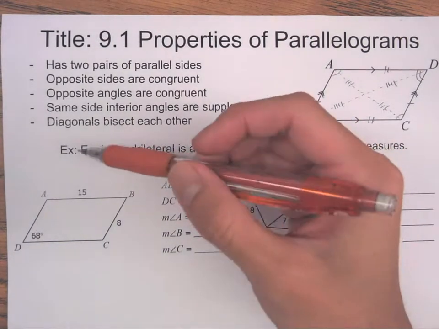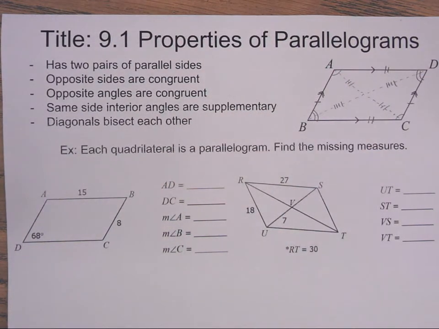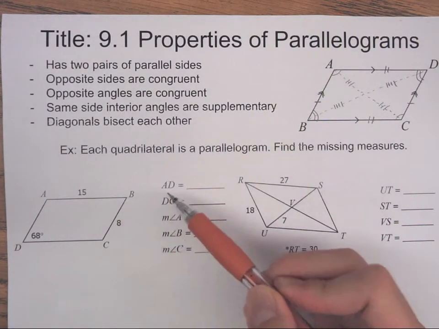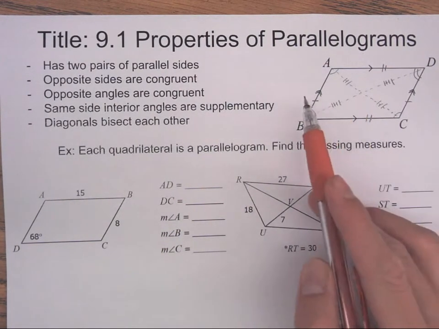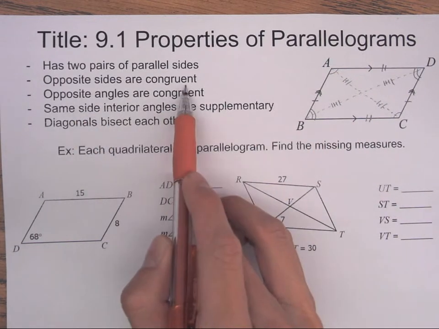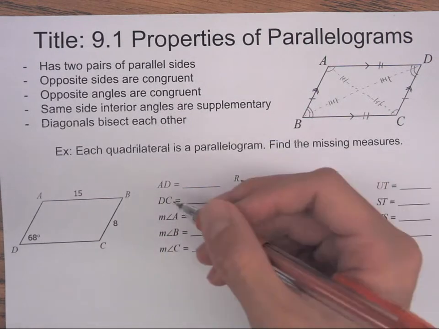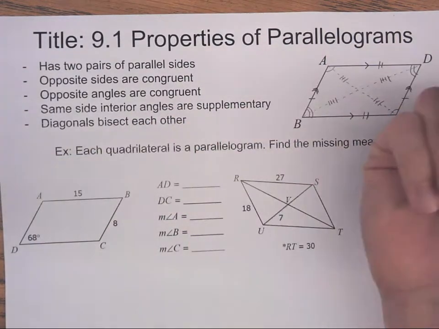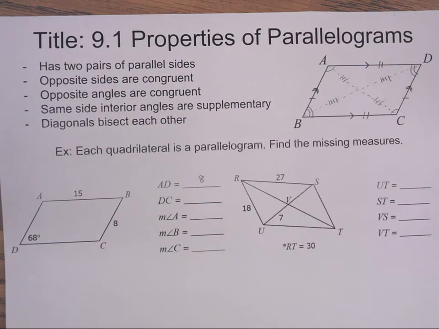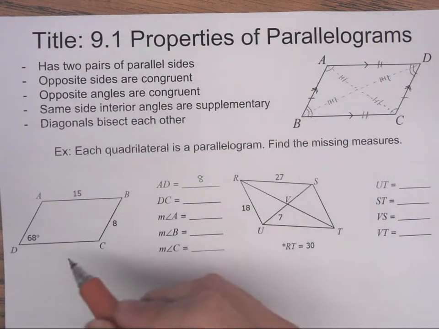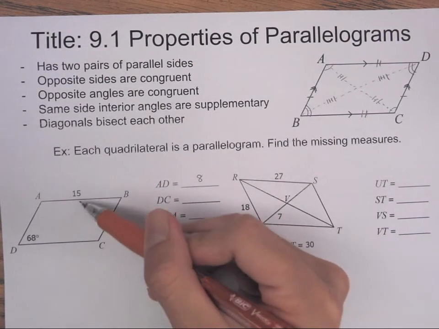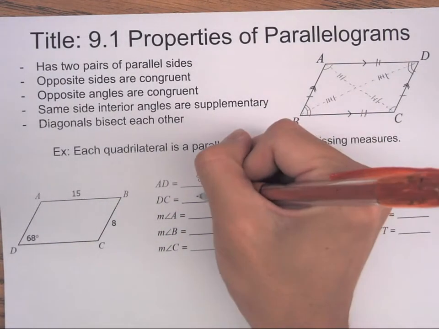So the question says each quadrilateral is a parallelogram, so you want to find the missing measures. Okay, so what we know over here, we said opposite sides are congruent. Because opposite sides are congruent, if BC is 8, AD is the other opposite side, so AD has to be 8. Okay, DC is the side that is opposite of AB, so that's 15.